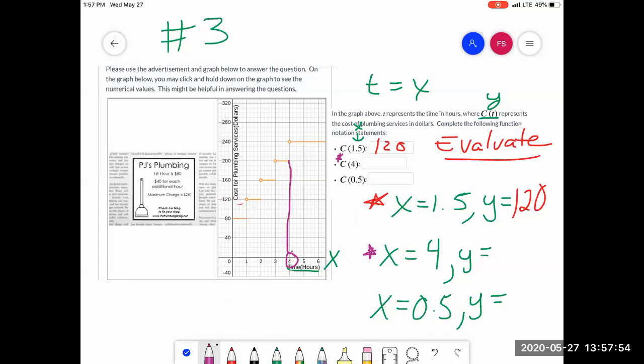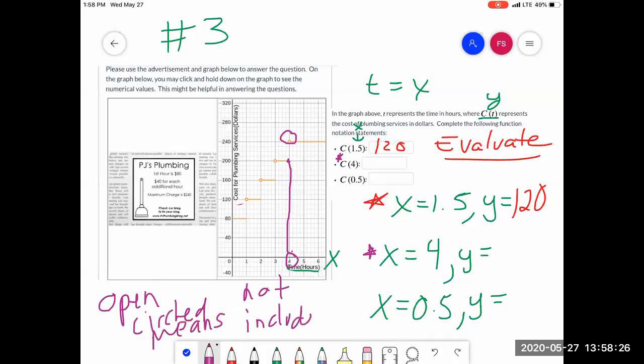Now here I have an open circle here, but I have a point right here. When you have this, it's called a jump or a gap, and you're actually going to take the number that goes with the closed circle. So if it's an open circle, that means it is not included. So open circle means not included.